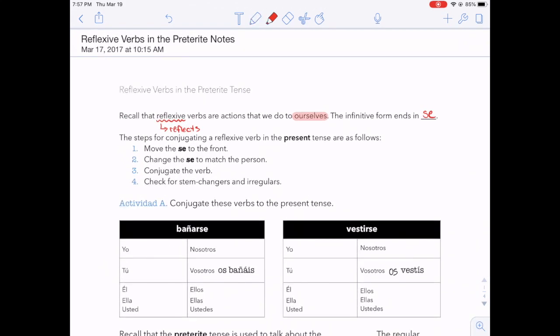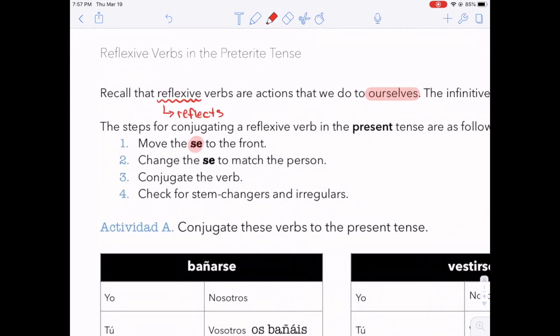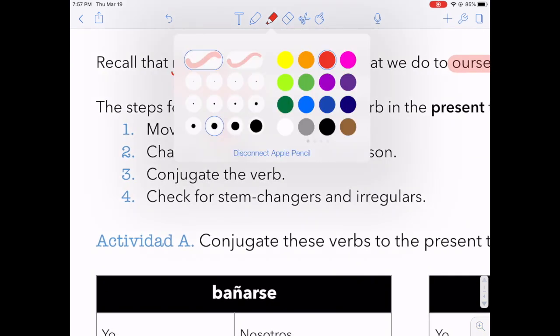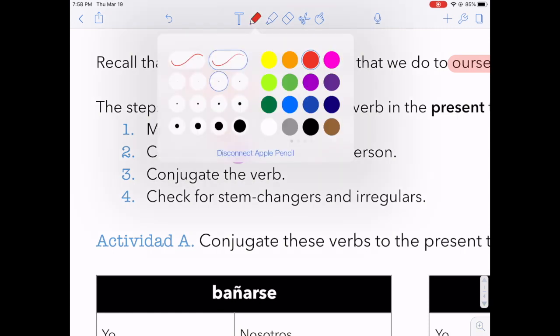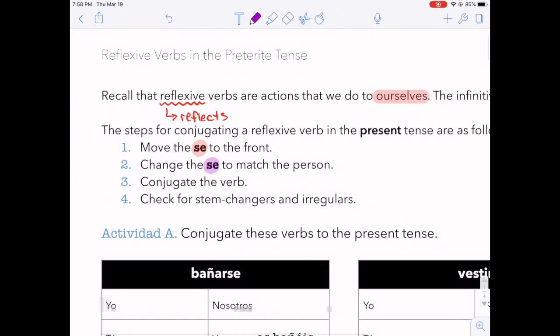The first thing is we take our se and we move it out to the front, and then we change our se to match the person. Our reflexive pronouns include me, te, se, nos, os, and se.